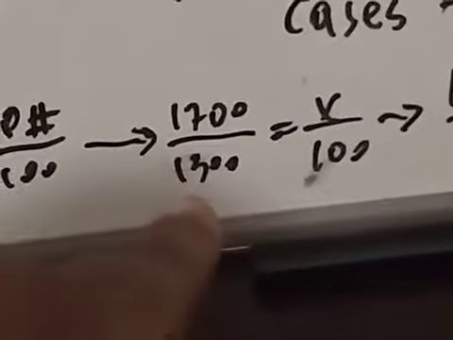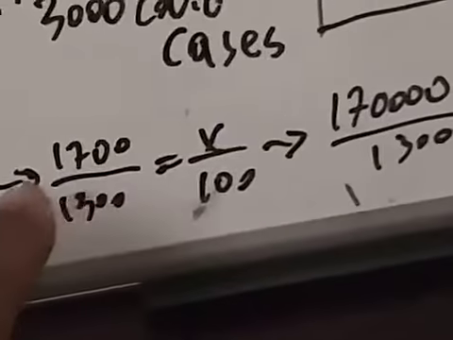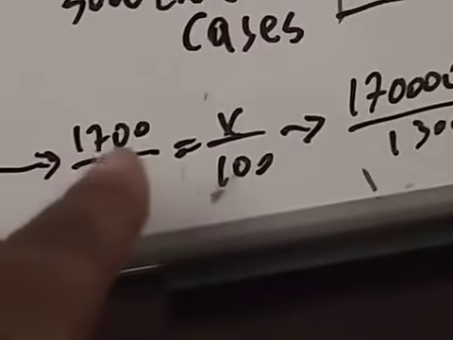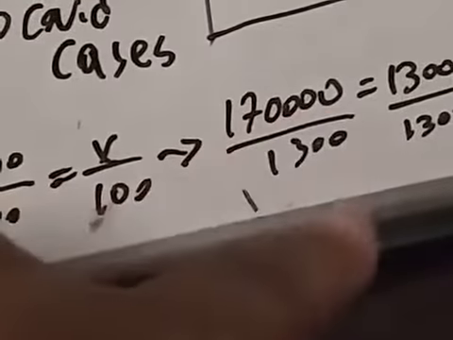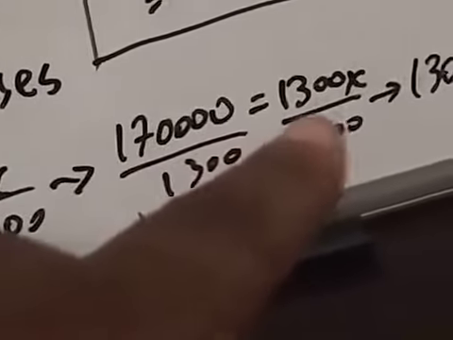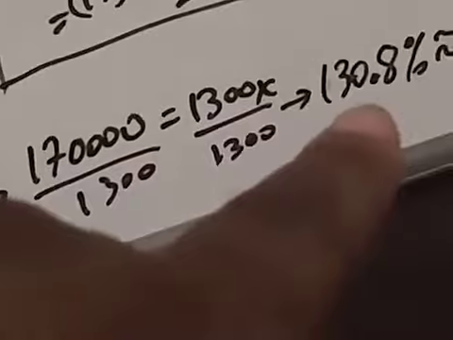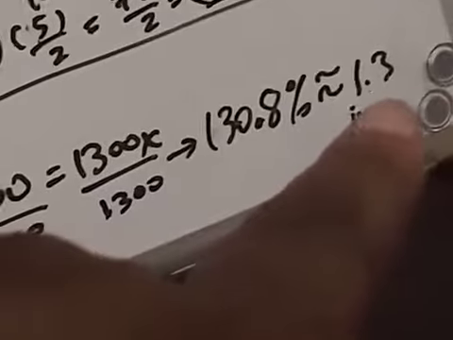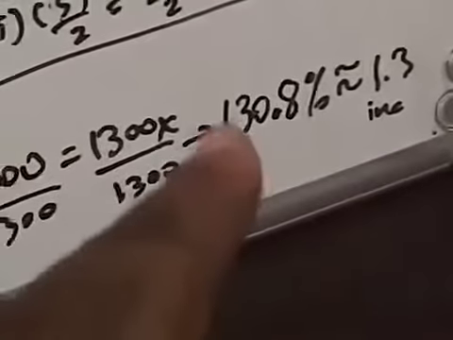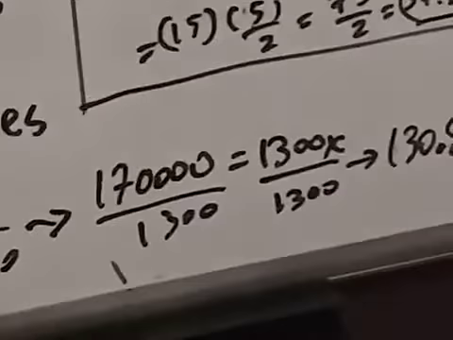If we crisscross here, you're going to have 1,300X and 170,000, because 17 times 1 is 17 with 4 zeros behind it. So you have 170,000 over 1,300, which equals X. That comes out to be 130.8%, which is roughly a 1.3 times increase. So it increased by 130.8%, or almost 131%, which is 1.31. If you're looking at how many times, whether it doubled or tripled, this is a 1.3 times increase. So that's what the answer would be.